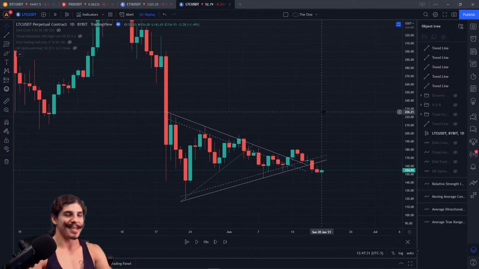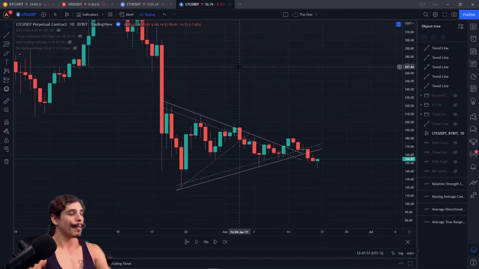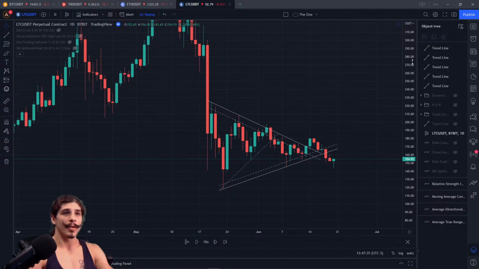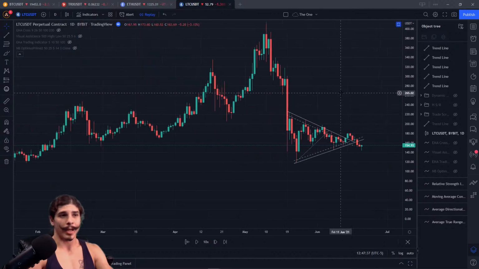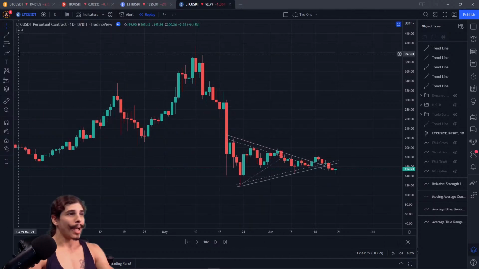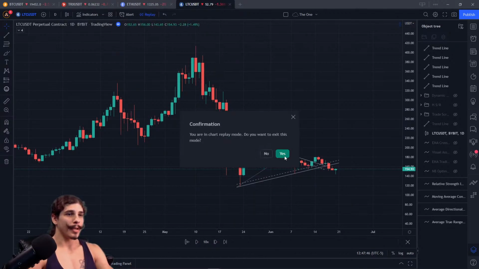We're about to get to the comments, and any questions you might have about symmetrical triangles before we move into bullish and bearish flags. So I think I've done enough gum bumping for today, or for these patterns. Let me just go ahead and exit the replay.